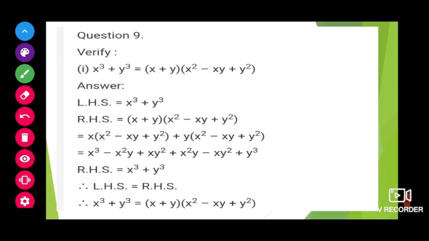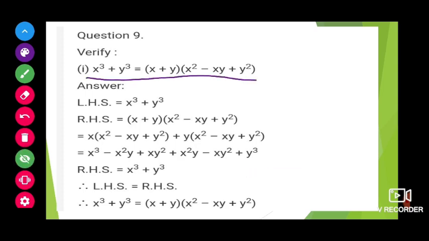Next, question number 9. Verify x cube plus y cube is equal to (x plus y) into (x square minus xy plus y square). Means they are asking us to verify. Actually, children, this is one of the identities.